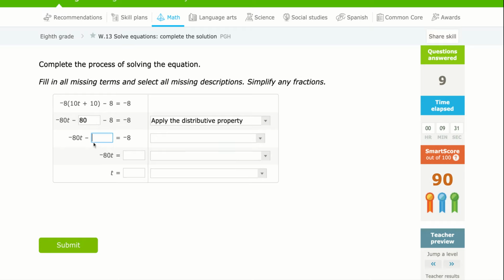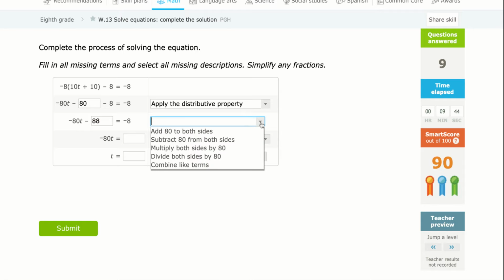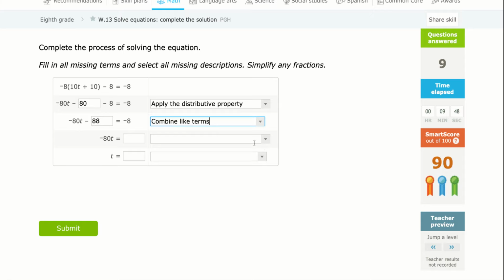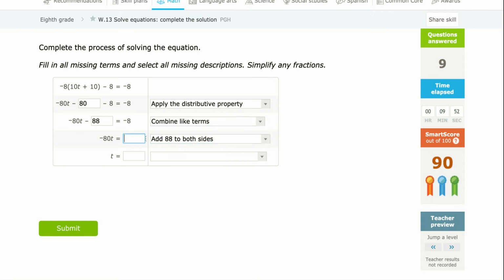Then it looks like they've combined like terms because they went from a 3-term expression in that second equation down to a 2-term. So -80 minus 8 more would be a -88. And again, be very careful. They've included a negative for you. You don't have to. Then it looks like they've added 88 to both sides. Oh, I should come up here and say that they combine like terms there. Now we're going to add 88 to both sides, which is going to give us a +80.